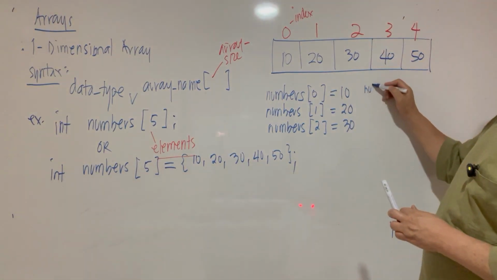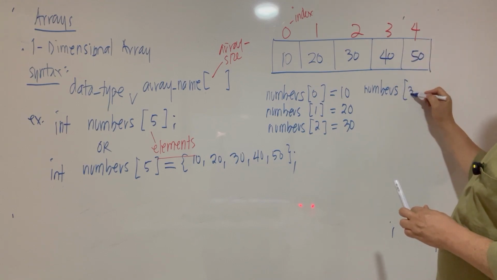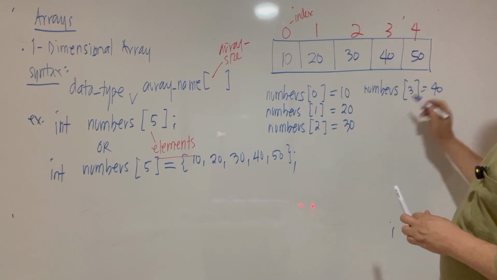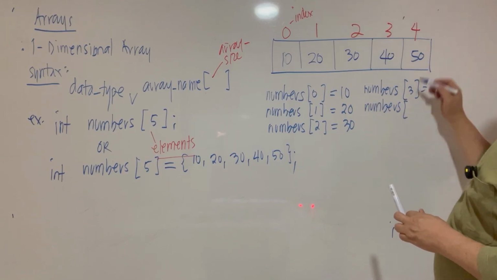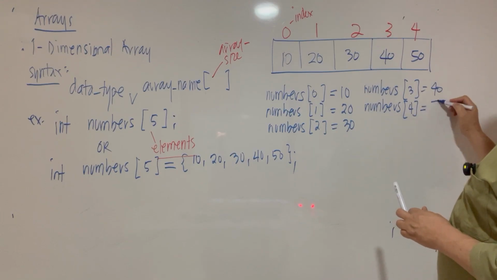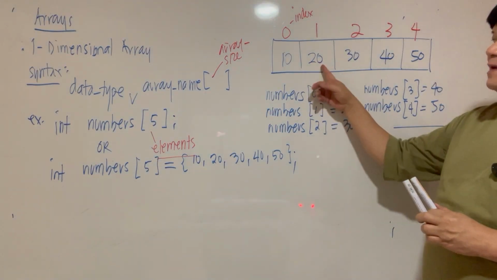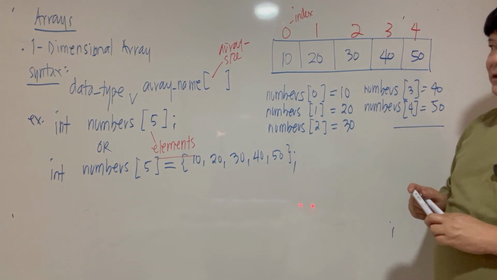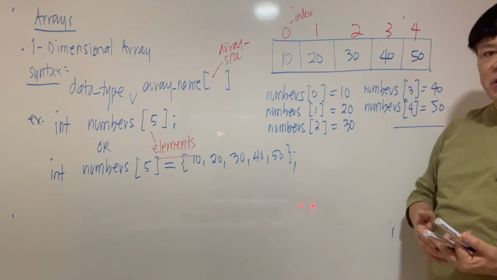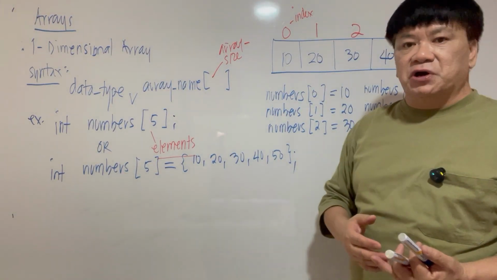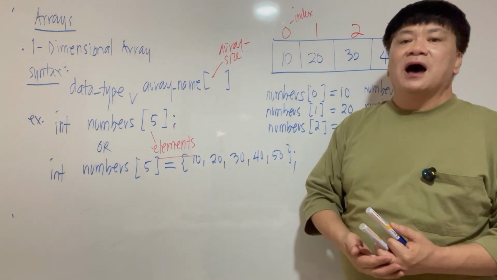For the third index, you have 40. Then you have the last element in the array, index 4, 50. So that's how you access or traverse the elements inside the array. Later on, I will be giving you an example program on how you are going to traverse and display the elements of a one-dimensional array.